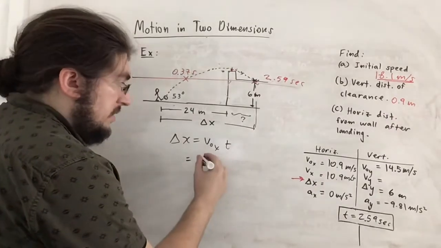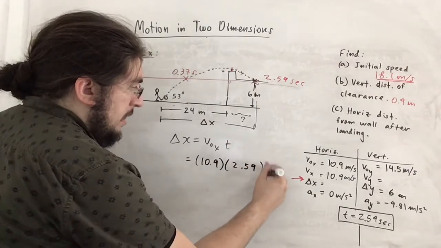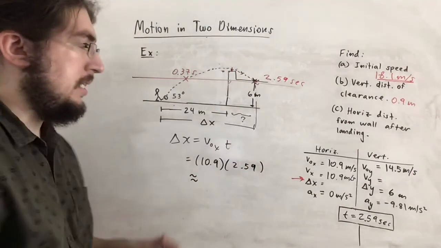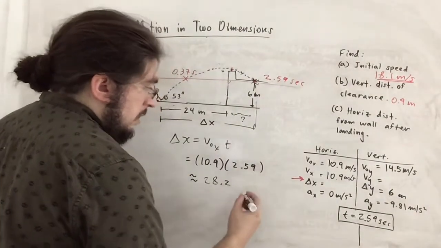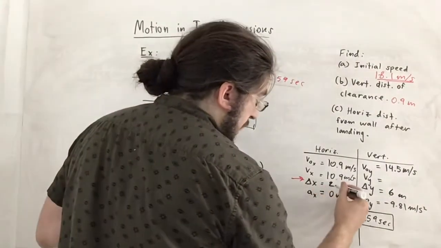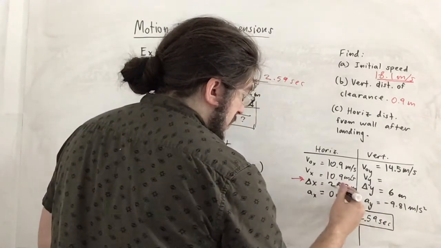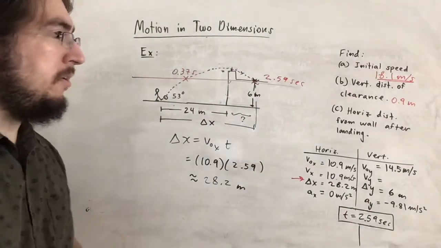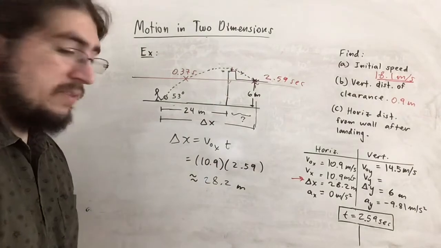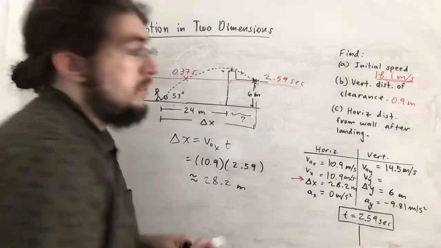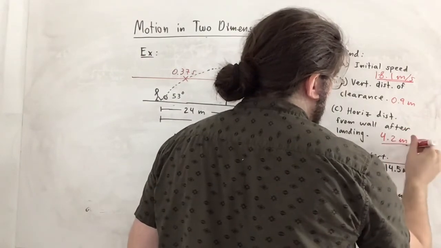And v naught x, of course, is 10.9, and time, of course, was 2.59. Multiplying these gives us, let's see, I got about 28.2, and that's again meters. Perfect. So we have this table completely filled out for our purposes. And now what? Well, now we want to find out the horizontal distance from the wall, and that's the difference between this and 24, and that's of course going to give us 4.2 meters. So 4.2 meters on the other side of the wall is where it will land.